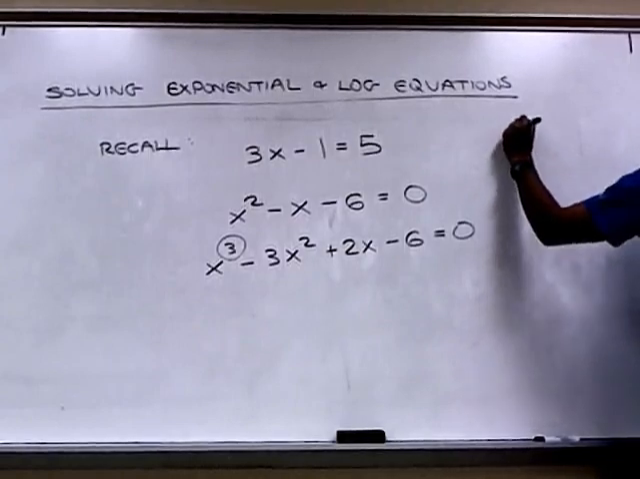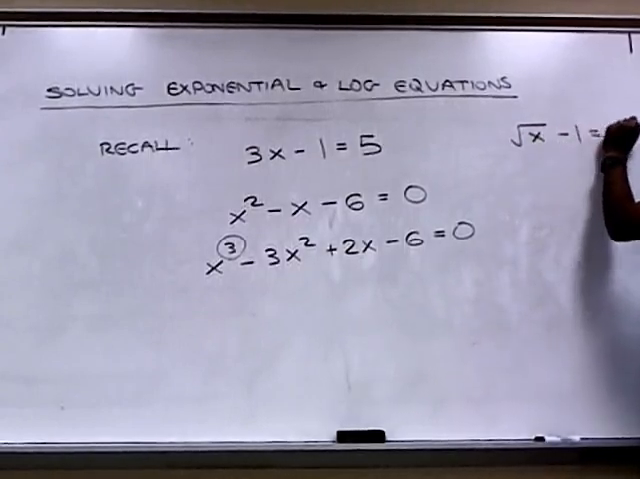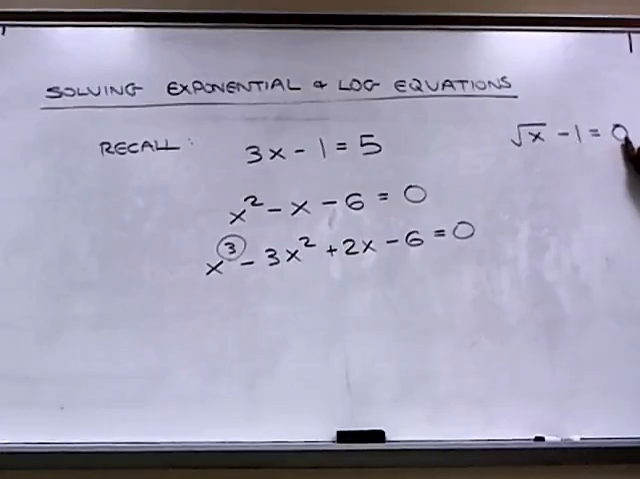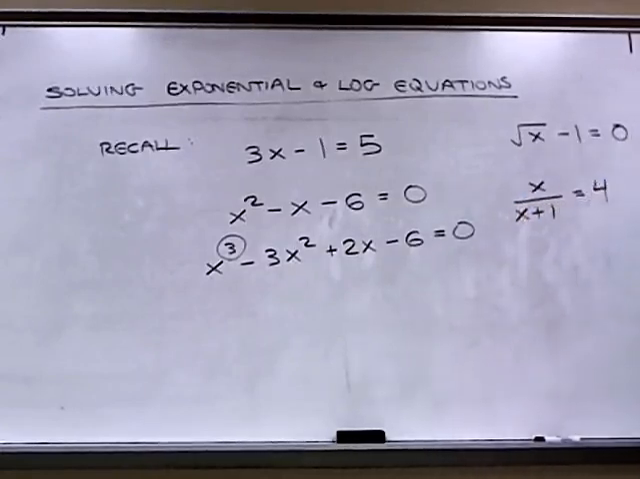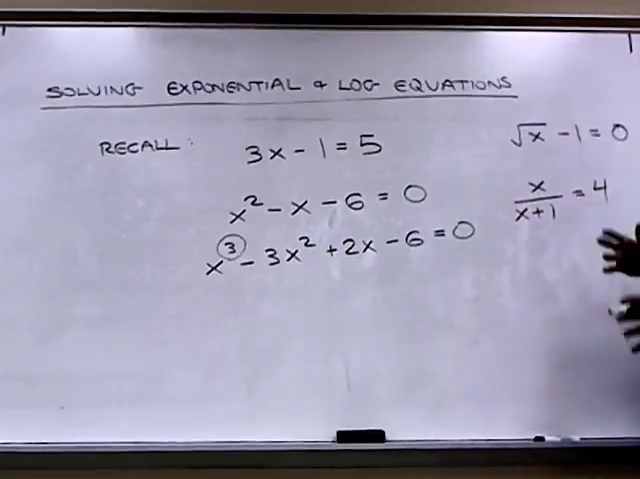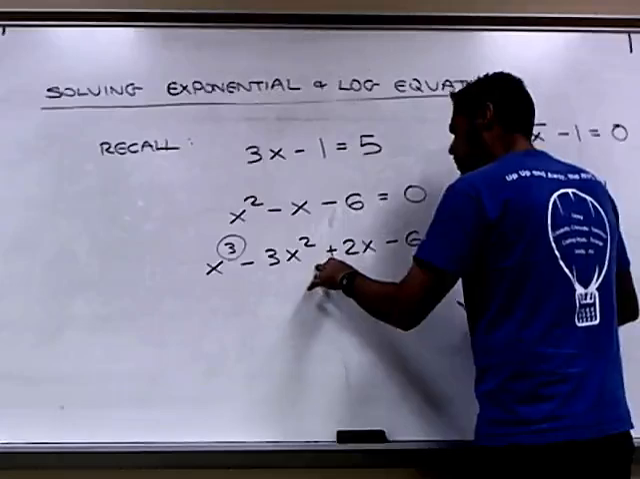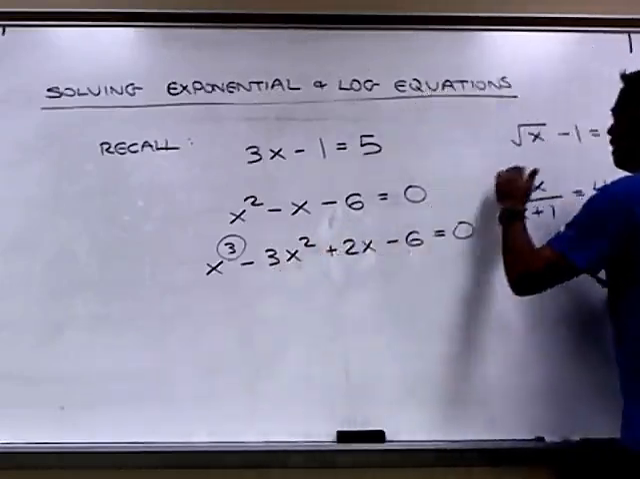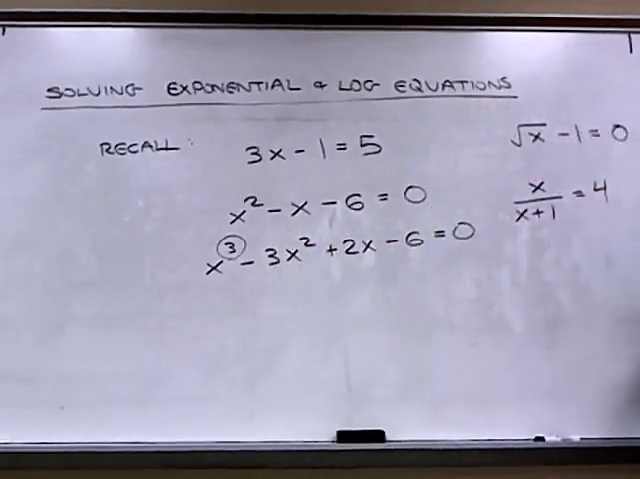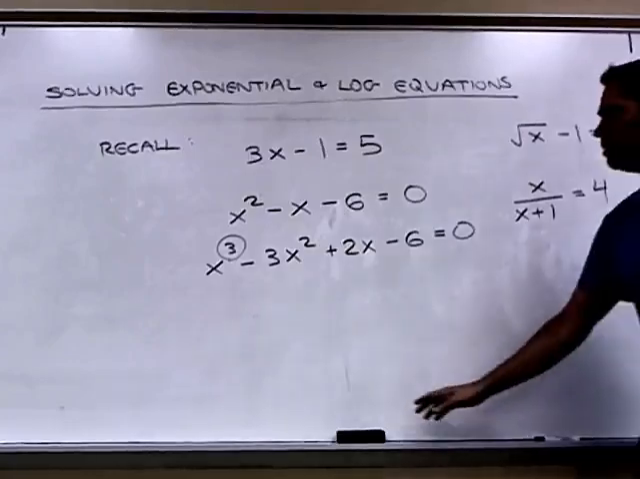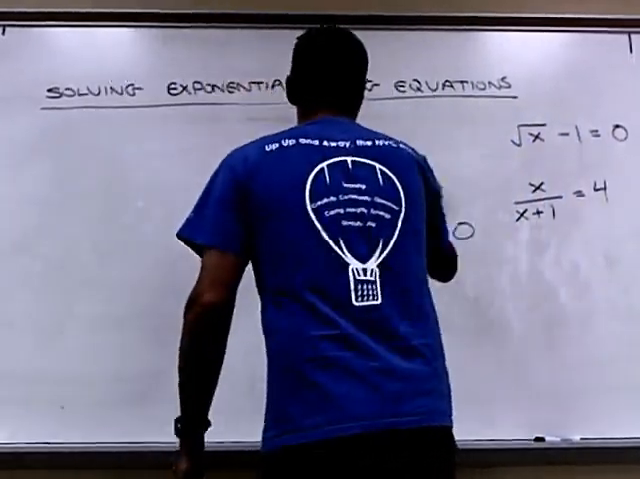How about something like this? Square root of x minus 1 equals 0. Could I move the 1 to the other side? Square both sides? Yes? How about if I had something like x over x plus 1 equals 4? Could I solve that? Multiply both sides by x plus 1, right? Try and get x by itself. All of these equations are different, right? Linear equation, quadratic, cubic. We could do 5th degree, 4th degree, 10th degree. Square root equations, rational equations. All of these, we have these algebraic ways of attacking them, right? Yes? Well, how about this? Can you solve this?